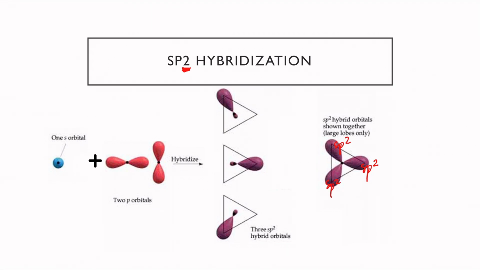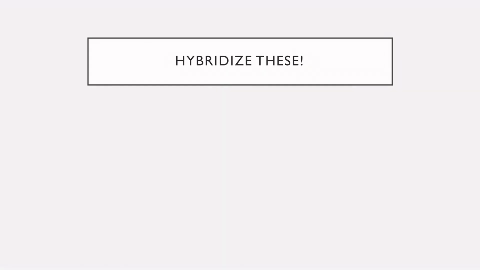Okay? Okay. Next, let's try hybridizing these pure atomic orbitals. So the first one, you have 1 s orbital and you have 1, 2, 3 p orbitals. So what is the name of your hybrid orbitals, guys? What's the name?